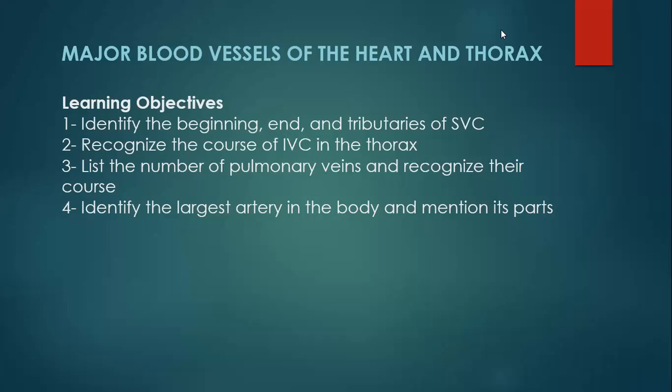So these are all the learning objectives for this topic. Identify the beginning, the end as well as the tributaries of the superior vena cava. Then recognize the course of the inferior vena cava in the thorax. List the number of pulmonary veins and recognize their course. Then the fourth is identify the largest artery in the body and mention its parts. So these are the objectives which we'll cover in this lecture.